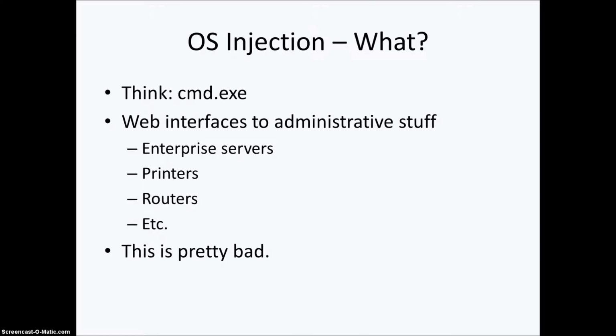Usually, these vulnerabilities that allow us to inject to the OS are found in web interfaces to administrative stuff. So things like enterprise servers, web front ends for printers, routers, etc. And this is pretty bad because whatever run level the web application is running at, for example on a server, is what your command is going to be executed as. So whatever privileges the web app has, same privileges that your command has. More often than not, this is usually enough privilege to wreak some serious havoc on the victim machine.